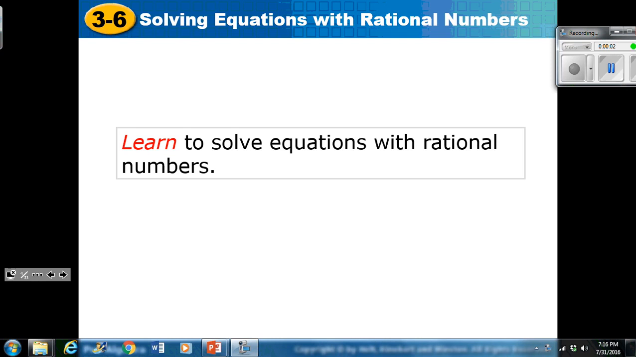This is lesson 3-6, solving equations with rational numbers. Rational numbers are numbers that can be written as fractions. Usually lessons with rational numbers in the title frequently involve problems with decimals and fractions.